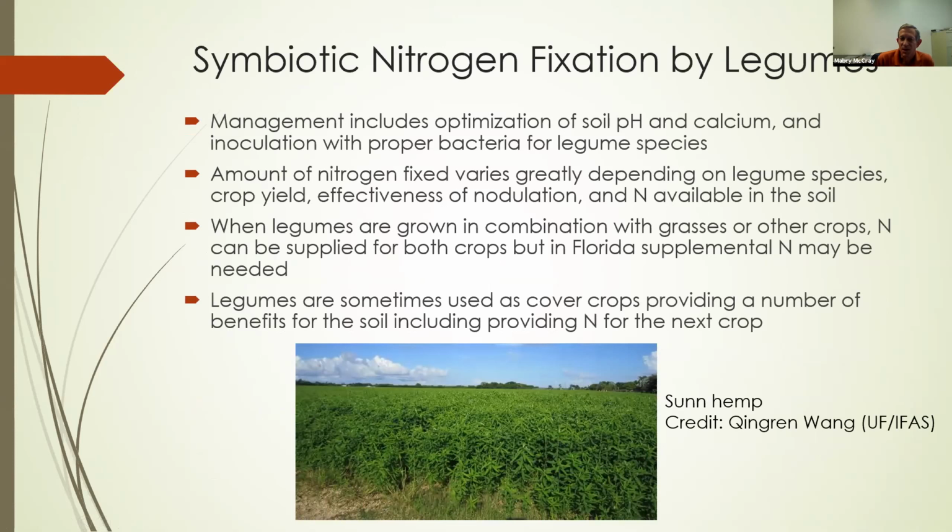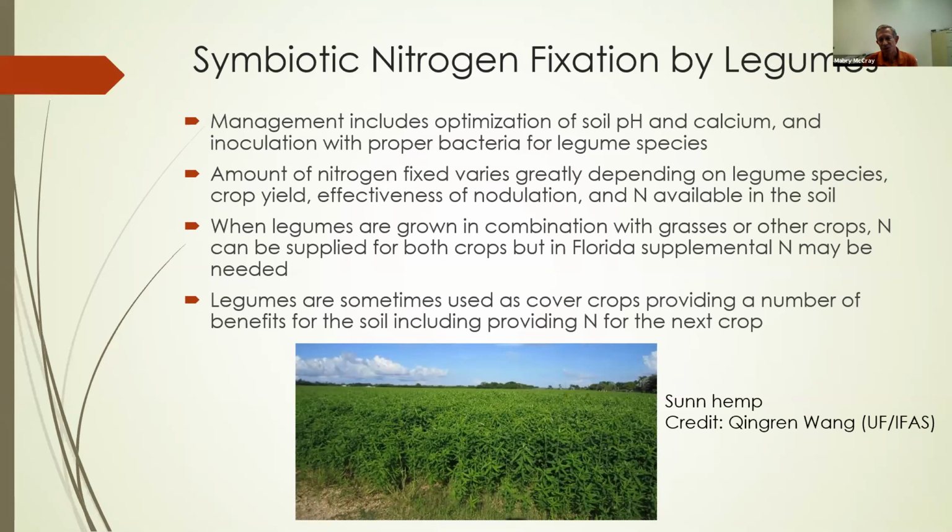Next, symbiotic nitrogen fixation by legumes is another source of nitrogen. The management includes optimization of soil pH and calcium and inoculation with the proper bacteria for the legume species you're growing. The amount of nitrogen fixed is going to vary greatly depending on the species that you're growing, the yield that you get, the effectiveness of the nodulation, and the nitrogen that was previously available in that soil.